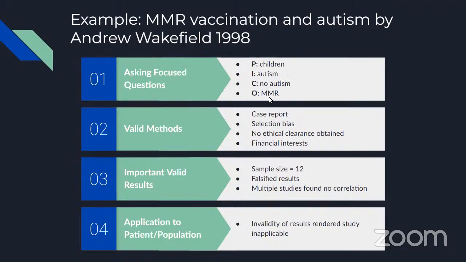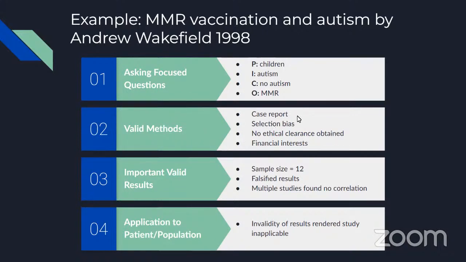He was looking at children who were exposed to the MMR vaccine and the risk for autism, with the control group being children without autism. However, when we start going into the methods and validity of results, we start hitting problems. So when we get to step 2, the answer to whether the methods are valid is already no.